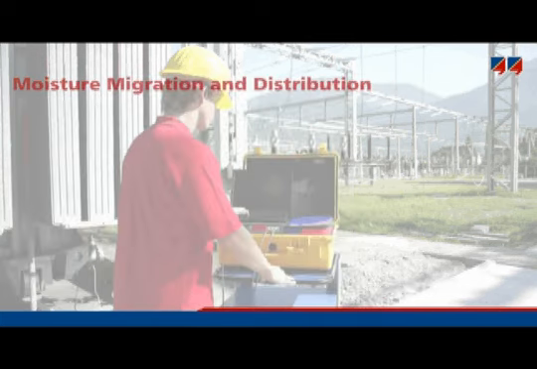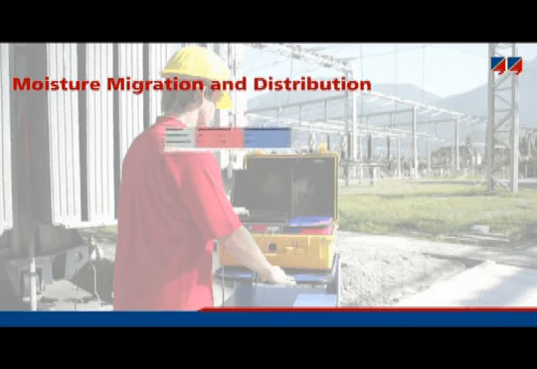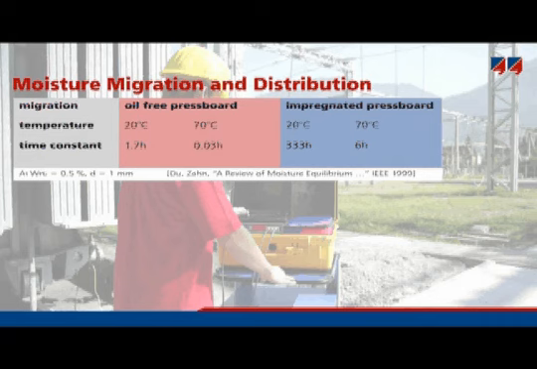Now some information about the time constants of moisture equilibrium. As mentioned before, moisture migration and equilibrium need time. This table displays the time for water vapor to migrate through a pressboard disc having a thickness of 1 millimeter. An oil-free pressboard has a time constant of moisture migration of around 1.7 hours at 20 degrees Celsius. This migration constant decreases to some minutes at 70 degrees Celsius. It is therefore highly temperature dependent.